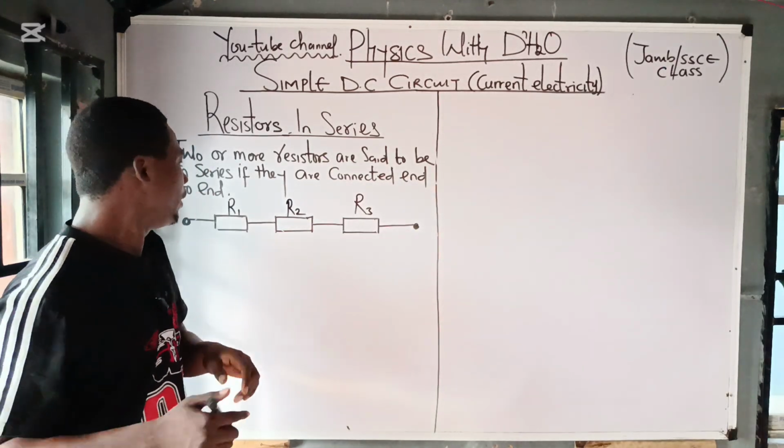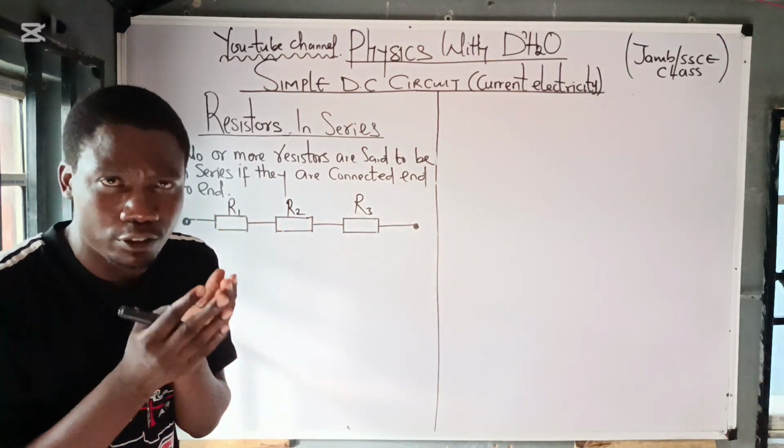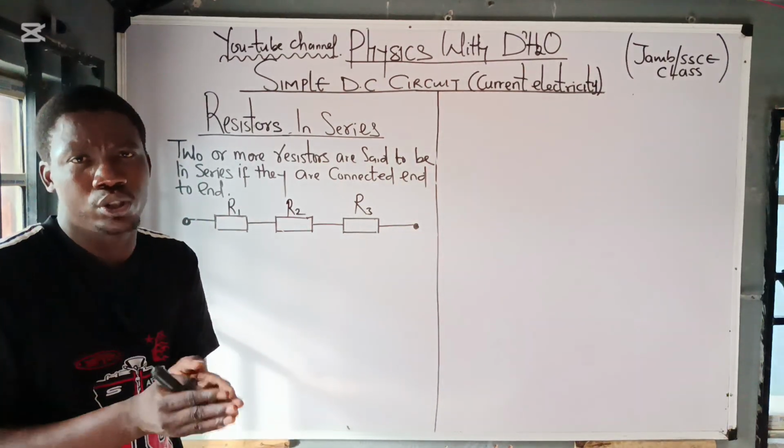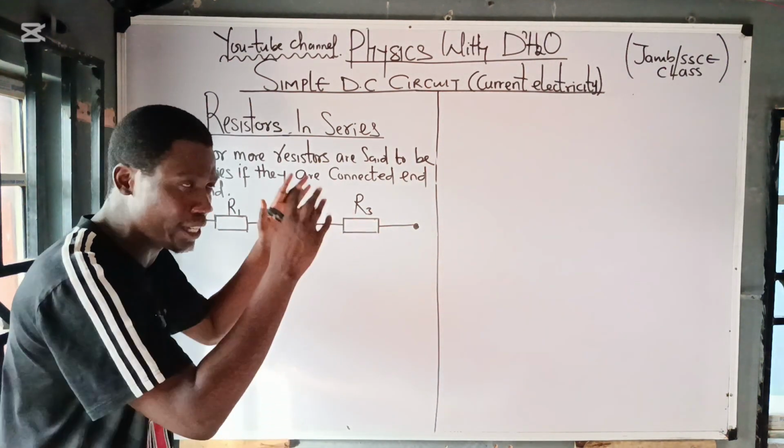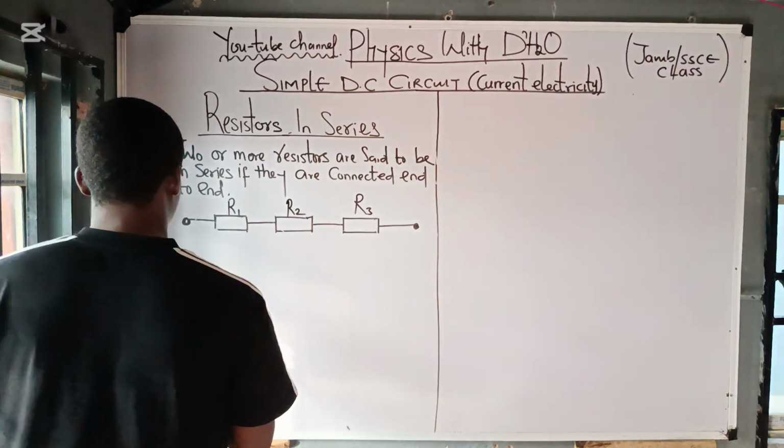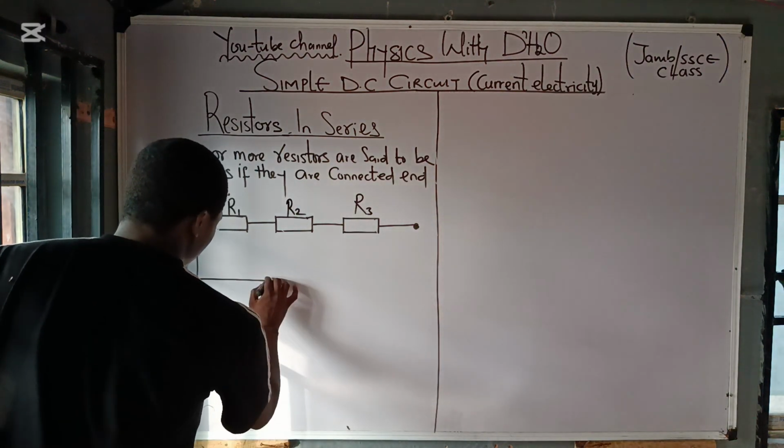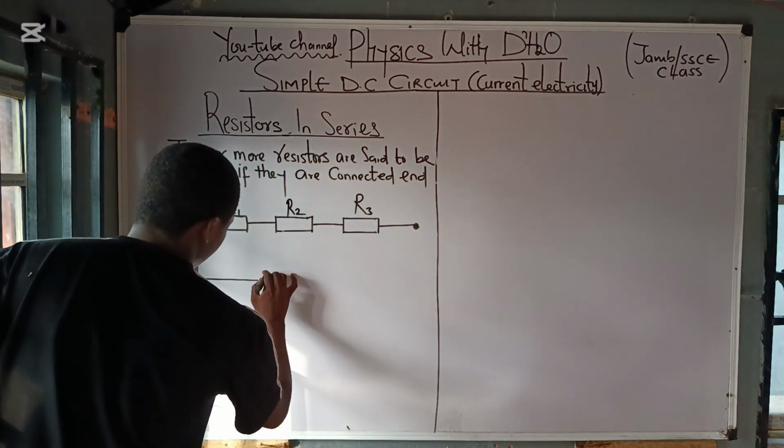Now watch this. Now if I connect a source, a DC source, like a battery, to these three resistors, let's see the connection. It goes this way. This is a DC source.